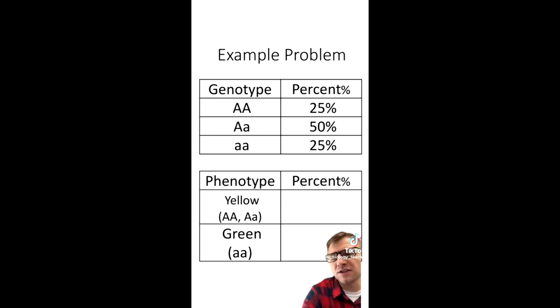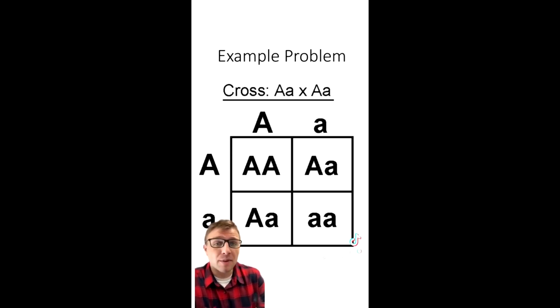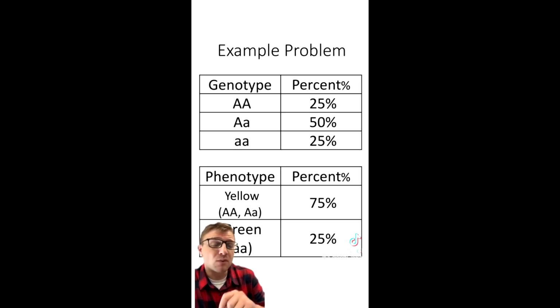Now, which one of these boxes will show either the yellow, which is the dominant, or the green, which is the recessive phenotype? As long as you have one dominant allele, you'll show the dominant phenotype, which means 3 of these 4 boxes will be yellow. So 75% will be yellow and only 25% will be green.